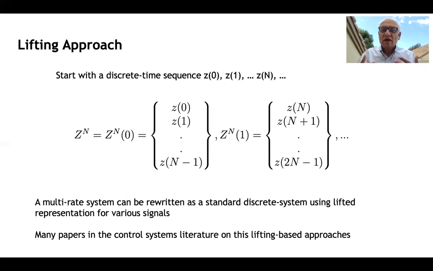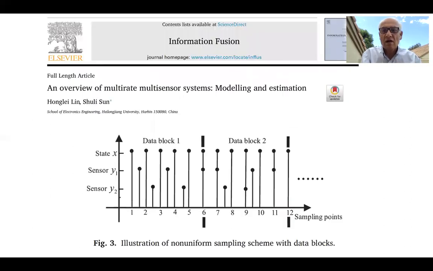This is called a lift. You lift the sequence to this higher dimensional space, and you can rewrite all the equations, and a multi-rate system can then be rewritten as a standard discrete time system of the kind I started with, using this lifting idea. Then you can try and calculate all the variables you are interested in. There are many papers in the control systems literature based on this lifting approach. This is just one of many. There is a nice review paper that I have shown here, with an overview of multi-rate, multi-sensor systems. As an example, they use something called the data block technique, which is not that dissimilar from the lifting technique, where you take blocks of data, process them and propagate your estimates.